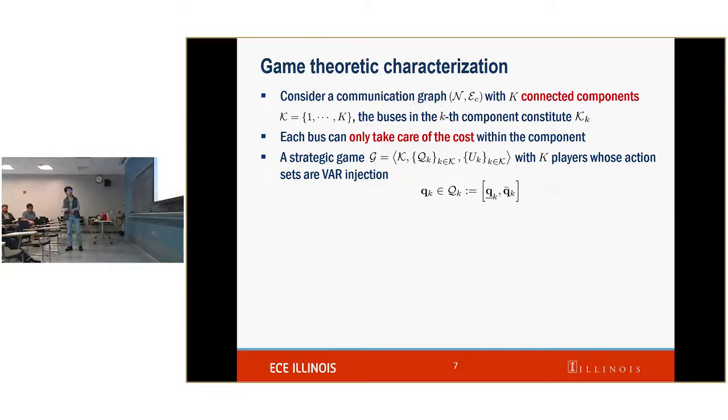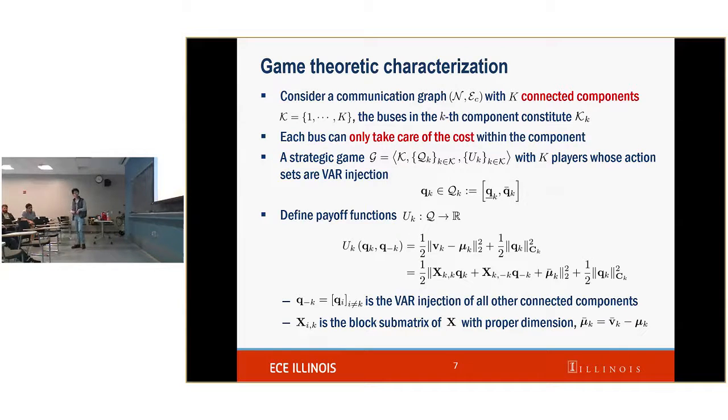And each of the players has an action set, which is just the feasible VAR injection set. It's a box described here by capital QK. And we also define the payoff function for each player, which is just the operational cost for that specific component K. Also two parts, the voltage mismatch and the VAR provision cost.